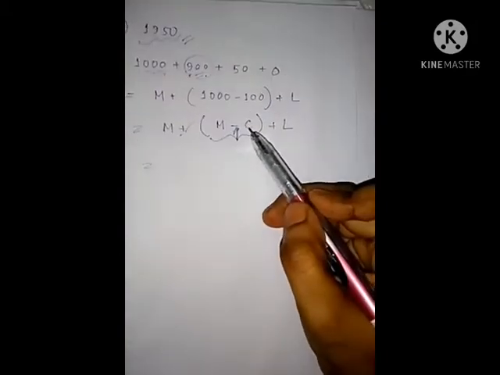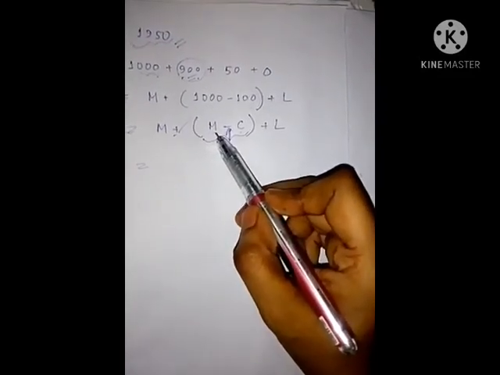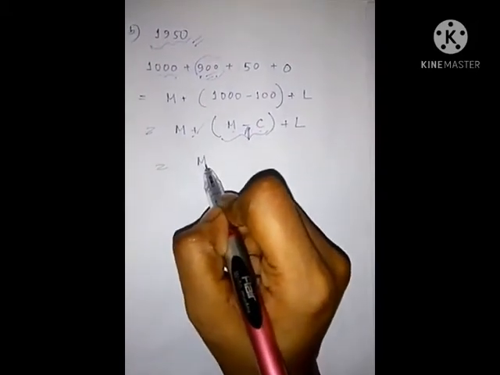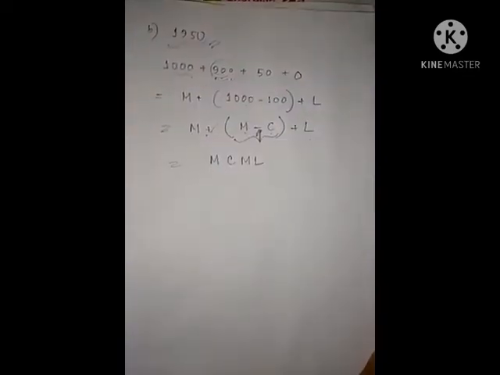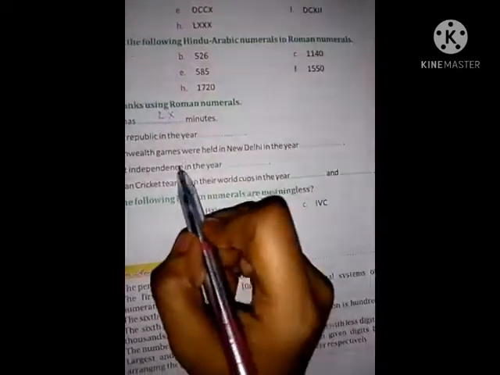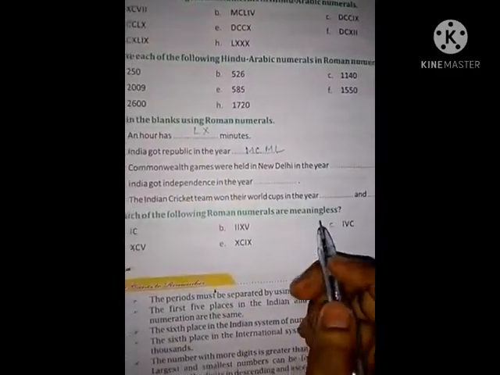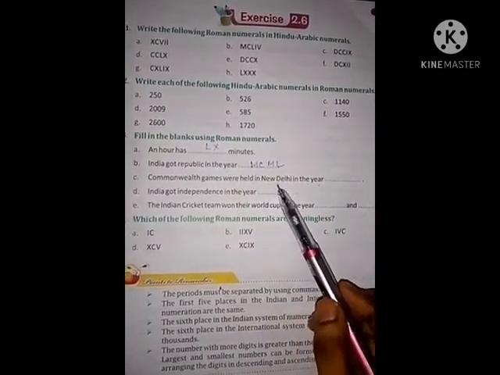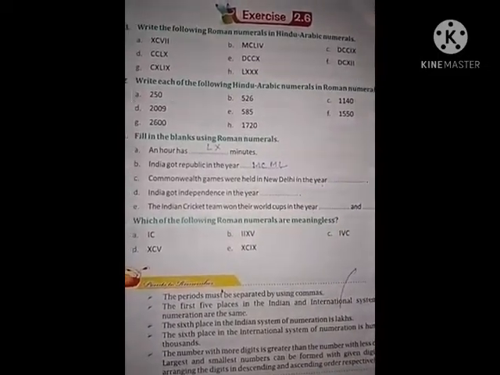So we have to place C before M because the value of C is subtracted from the value of M. Okay, M, C, M, and this L. Understand? Now we have to put M, C, M, L here. Okay. Now see, Commonwealth Games were held in New Delhi in the year, we know that the year is 2010.